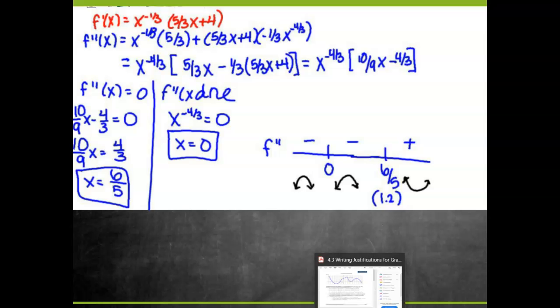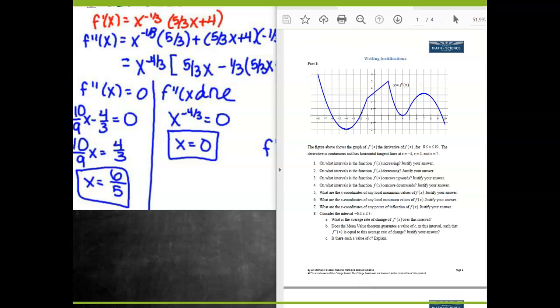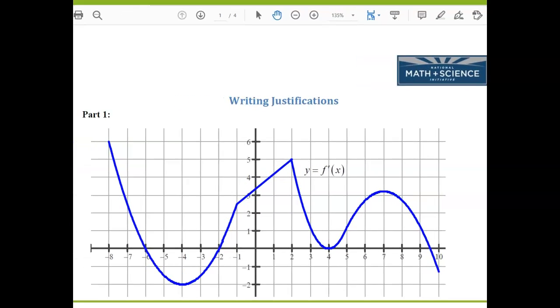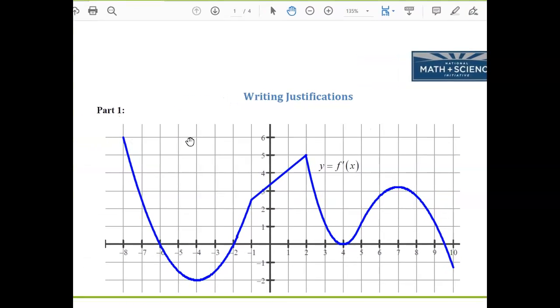Okay, and then the second thing we worked on was writing justifications. So we wrote justifications for that handout that I gave you. And again, you were taking in these graphs and interpreting what was happening on those graphs.